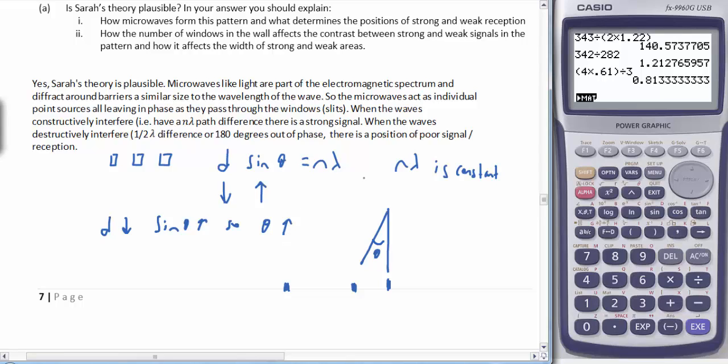And because you're adding more windows, you're adding more slits, they're going to have to become a lot more defined. So these are going to be really strong, and then it's basically going to be absolutely no signal, and then really strong, where you'd had a bit more of a gradient before. So let's see if we can put that into words.